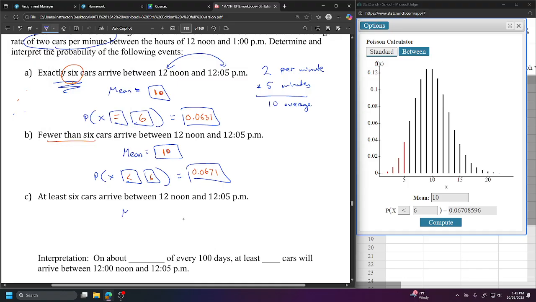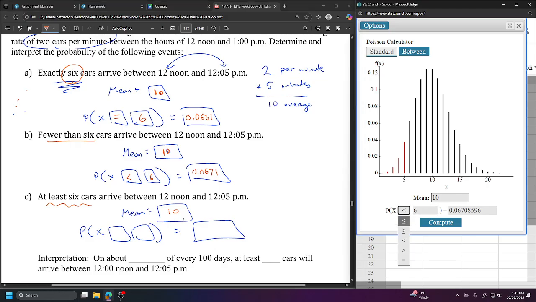This is just like what the homework looks like. Do y'all think you can replicate this on your homework? Is this homework replicable? Somewhat? Okay, so the mean of 10. And then it says at least 6 cars. What would I put out of these options for at least 6? Greater than or equal to. Yep. Greater than or equal to 6. Oh, there's your answer right there. 0.9329. Sweet.